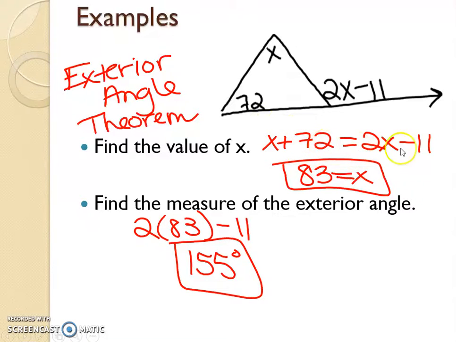You're going to add 11 and then subtract x, so x equals 83. So if x equals 83, plug in here, and then plug in here. If I do 2 times 83 minus 11, I get 155. So this angle is 155. These two, 83 plus 72, is 155. So these two angles equal this exterior angle. This is the exterior angle theorem.